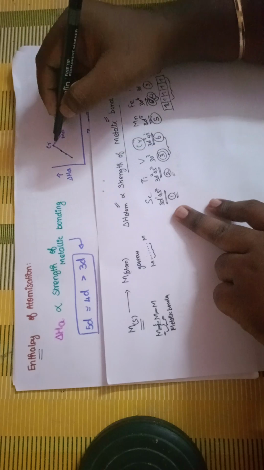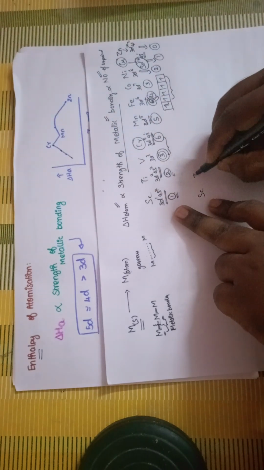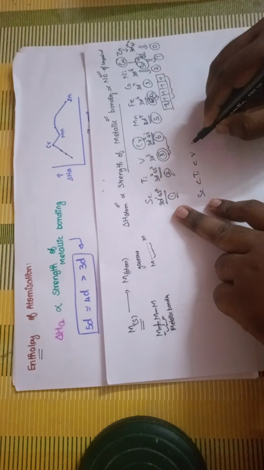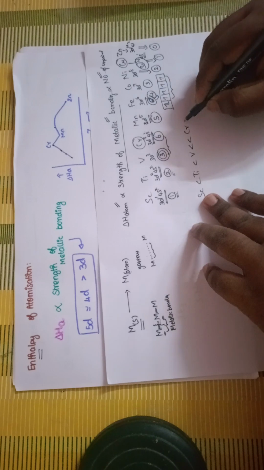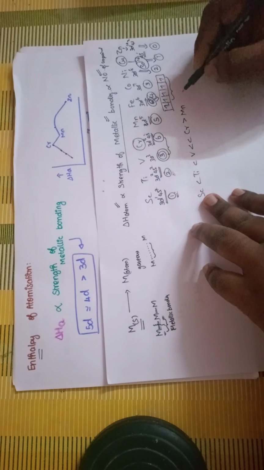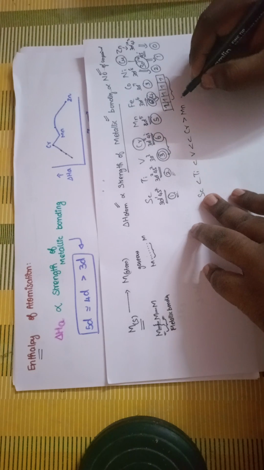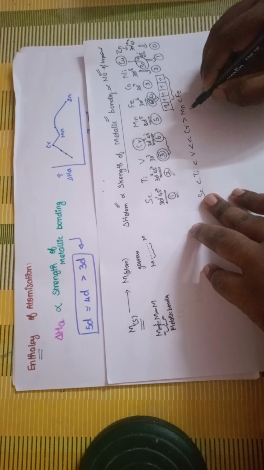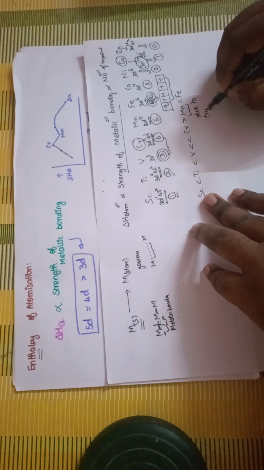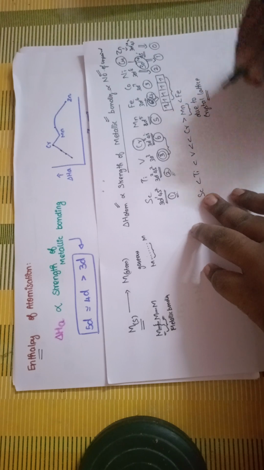From chromium to manganese, it decreases. Actually, the variation is scandium, titanium, vanadium, it is right. Vanadium to chromium, it increases rapidly. Manganese has lower enthalpy of atomization compared to chromium. But iron has higher enthalpy of atomization than manganese. The reason is again due to its crystal structure, or crystal lattice. It is because of the manganese-manganese arrangement.